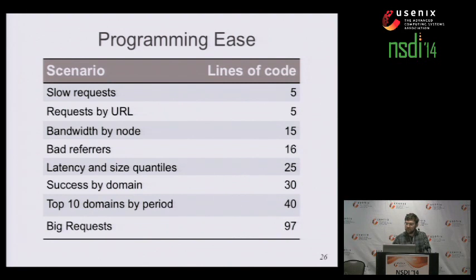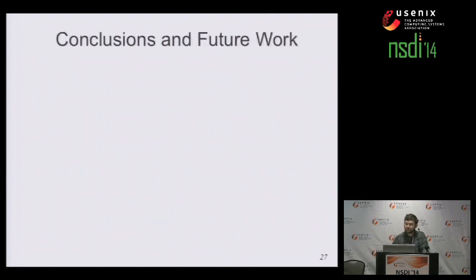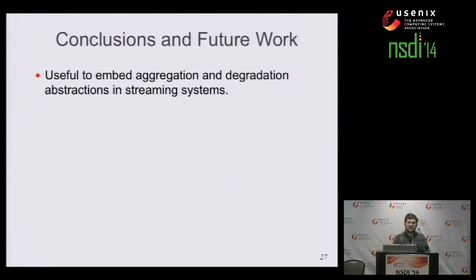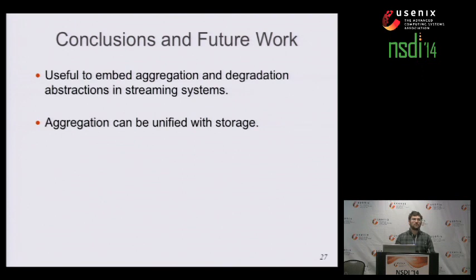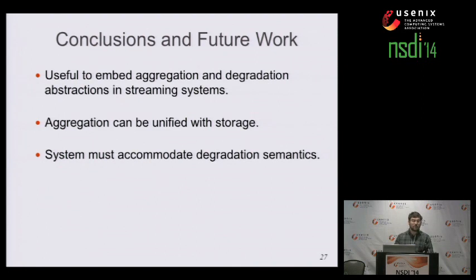Good. Let me now just summarize. It turns out you can embed these aggregation and degradation abstractions in a streaming system and get something useful out. You can take the basic data flow notion, extend it with these new powerful features, and everything still hangs together. You can integrate aggregation with storage: instead of having a storage abstraction and a separate abstraction for windowing or some other aggregation, which is the way it is in today's systems, you can unify that, and that really works. It turns out that degradation is complicated, and that the semantics of the problem and the semantics of the degradations you want to do impose constraints on the system. If you get the API right, this will all fall into place.